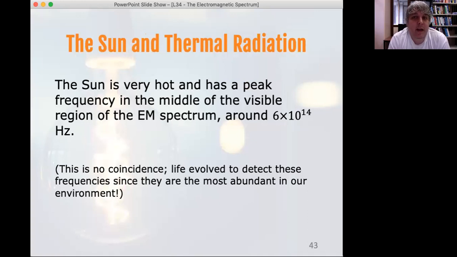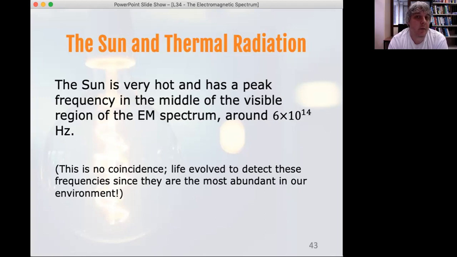It's a big ball of burning gas, essentially, so it's going to be very hot. It has a peak frequency of radiation that it gives off of around about 6 times 10 to the 14 hertz. Right? 6 times 10 to the 14 hertz. And that's right in the middle of the visible region of the electromagnetic spectrum. And this is not a coincidence. The reason we can see those visible frequencies is because they're the ones the sun gives off the most.